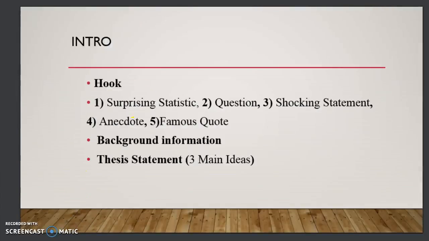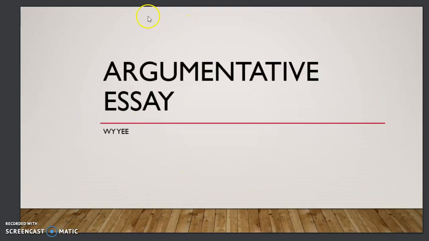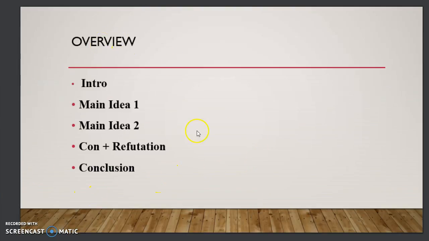Okay, let's look at the argumentative essay structure. This slide is also available on blank space. So the overview: an argumentative essay is actually a 5 paragraph essay. It consists of the introduction, body paragraph 1 or main idea 1, body paragraph 2 or main idea 2, and then con plus refutation, and the last one is the conclusion.